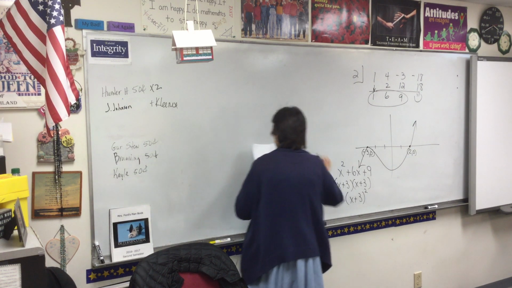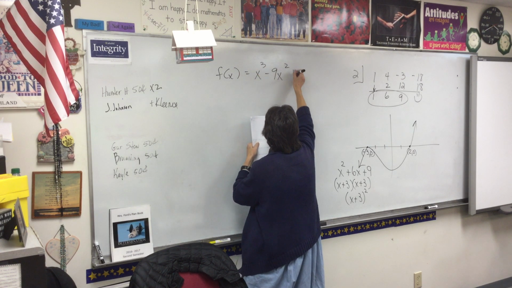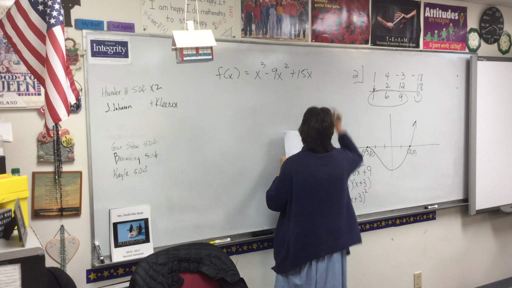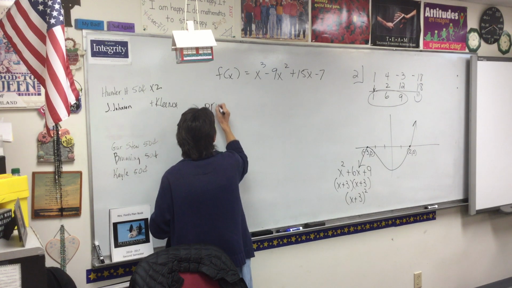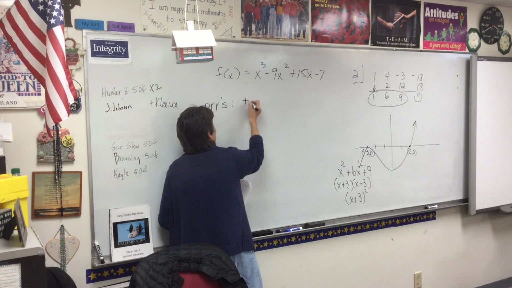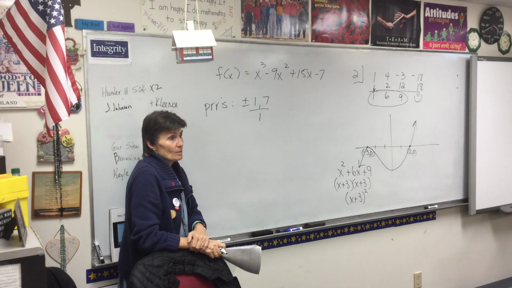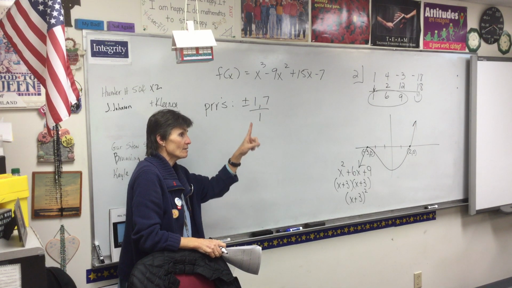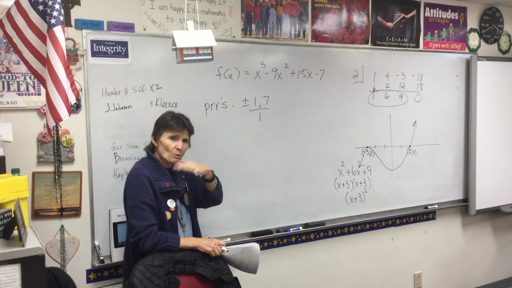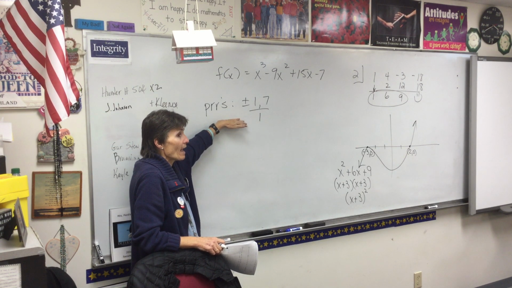Now, this is a situation where having your PRRs is really handy, because what are my possible rational roots this time? 1 and 7, now plus or minus. Isn't that it? Yeah. So you only have 4 numbers to guess: +1, -1, +7, -7. Are you with me, folks? Everybody see that? So this is a really, really good thing to have for this problem.